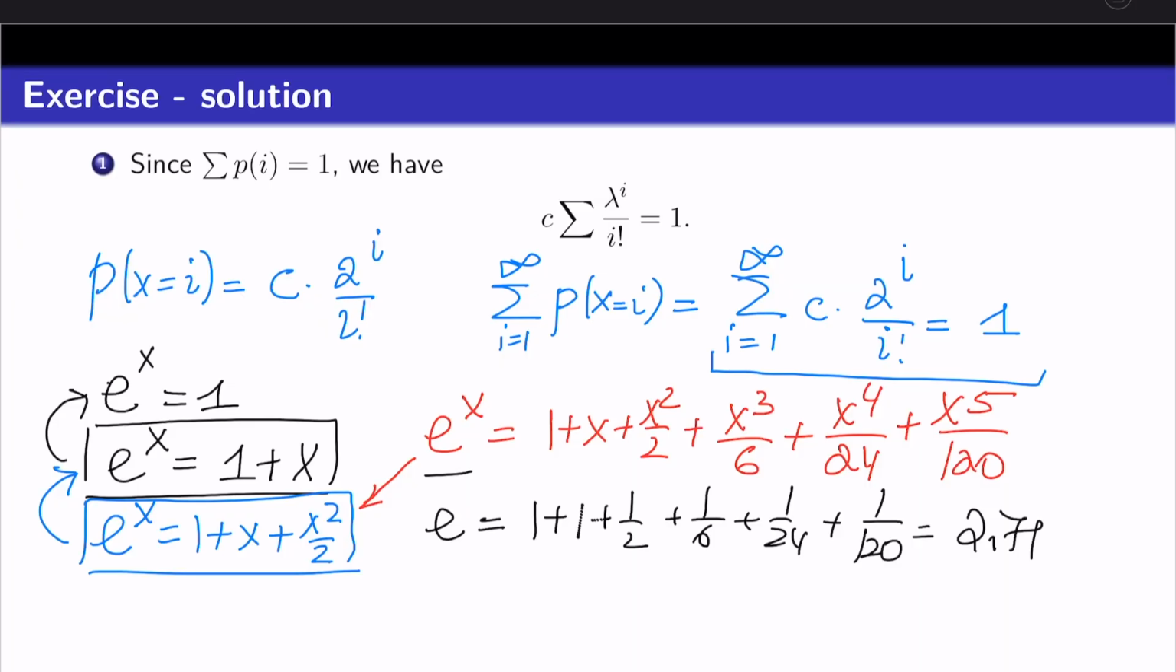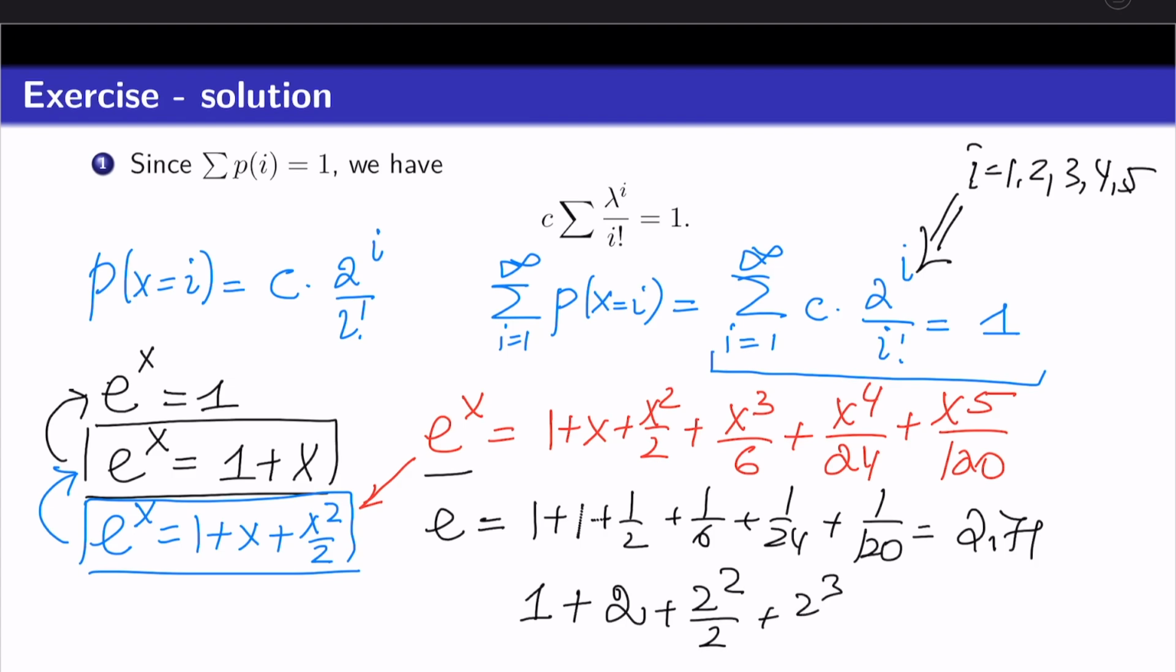Can you tell me what this is? Let us expand this for some values of i equal to 1, 2, 3, 4, 5, and so on. Let me write this. If i is equal to 0, what is this? 1. I'm taking c out of the brackets, okay? So without c. If i is equal to 1, it's going to be 2 to the power of 1 divided by 1 factorial, right? If i is equal to 2, it's going to be 2 to the power of 2 divided by 2. If i is equal to 3, it's going to be 2 to the power of 3 divided by 6. If i is equal to 4, it's going to be 2 to the power of 4 divided by 24. If i is equal to 5, it's going to be 2 to the power of 5 divided by 120. Right?